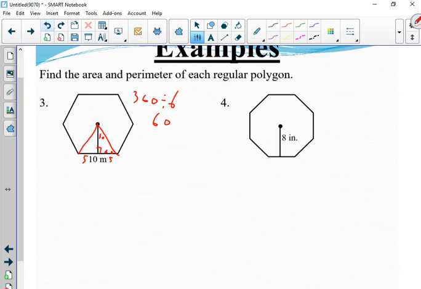This is 5 and 5. So 5 is our short leg. So our apothem is actually 5 times root 3, because our apothem is our long leg. So our perimeter is easy. Perimeter is 10 times 6, so that's 60. And we have meters there.